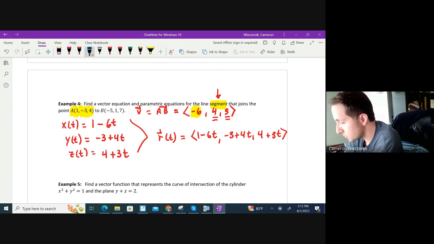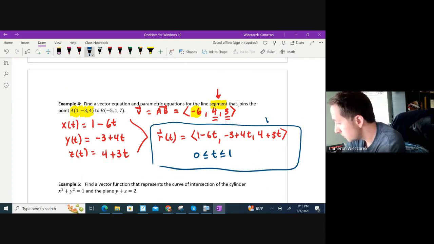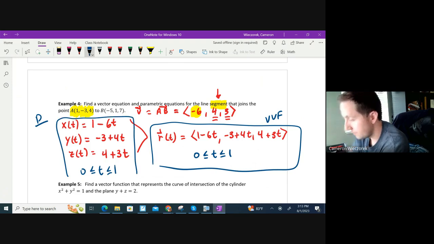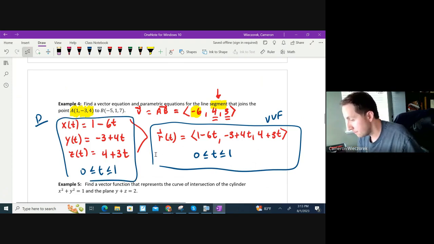In order for it to start at point A and end at point B, if you remember, t has to range between 0 and 1. You have to include that specification because it asks for the line segment. Okay, so this would be your vector valued function. And parametrically, still specify over here 0 is less than or equal to t, is less than or equal to 1. Okay, that would give you that line segment.